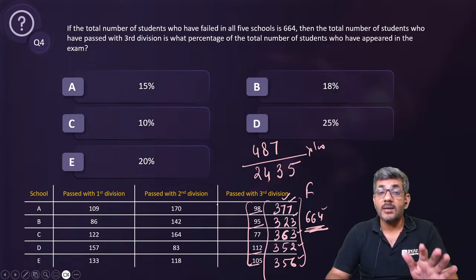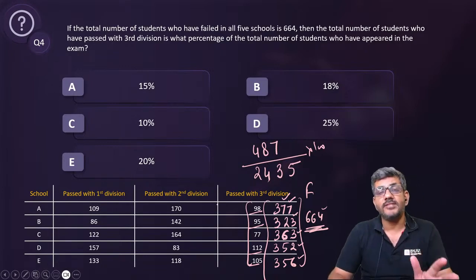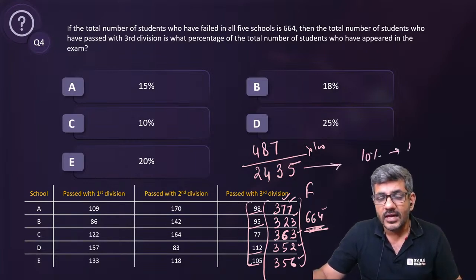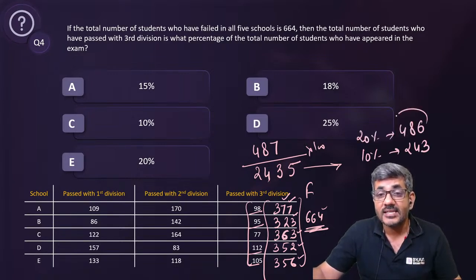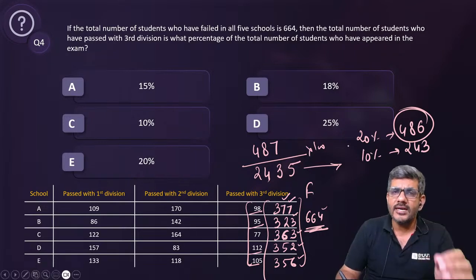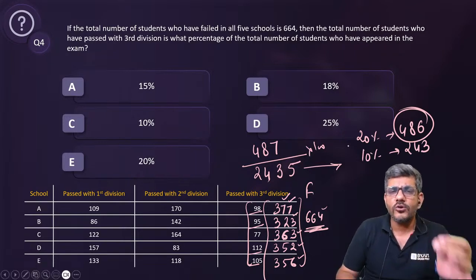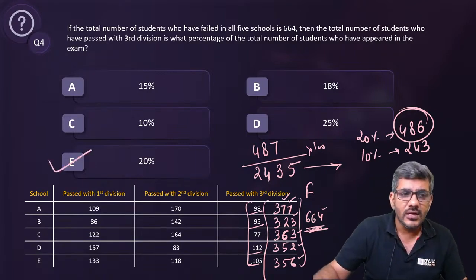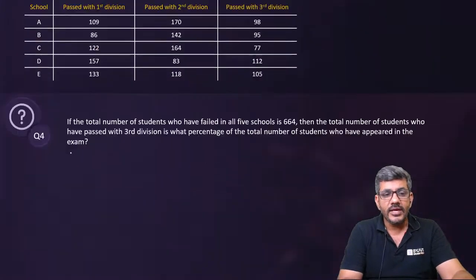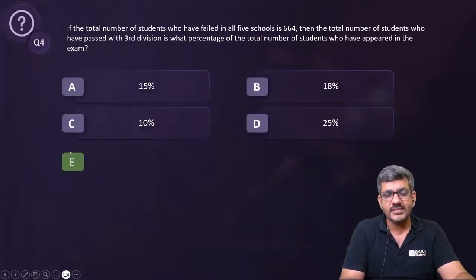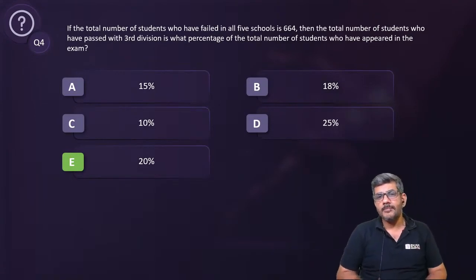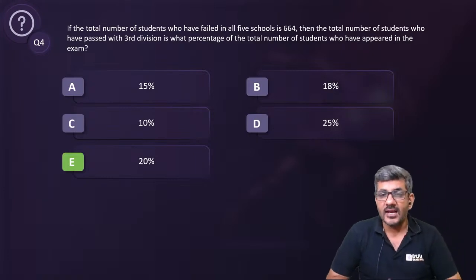So 487 is the number of people who got third division and 2435 is the total number of people. What percentage is that? 2435 का 10% होता है 243. So 20% होगा 486. So if 20% is 486, then 487 is very close to 486. It will be like 20.1%, something like that. So of course, my answer is going to be option E. So E, 20%, is the right answer according to me. Yes, E is the right answer. That's the correct answer for question number 4. Okay. So 20% is the final answer for this last question.